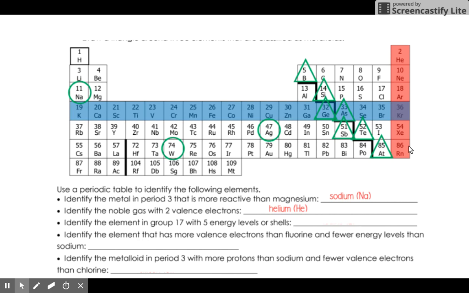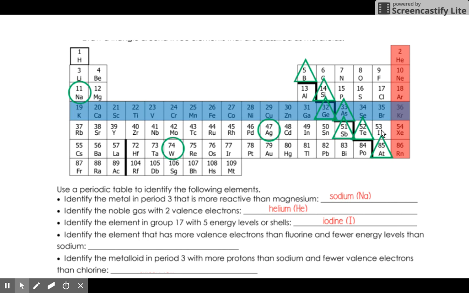The next question says, identify the element in group 17 with 5 energy levels or shells. So let's look at group 17, which is right next to our noble gases. We're looking for 5 energy levels, so I need to go to the 5th period. All I have to do is count down: 1, 2, 3, 4, 5. And that gives us iodine.